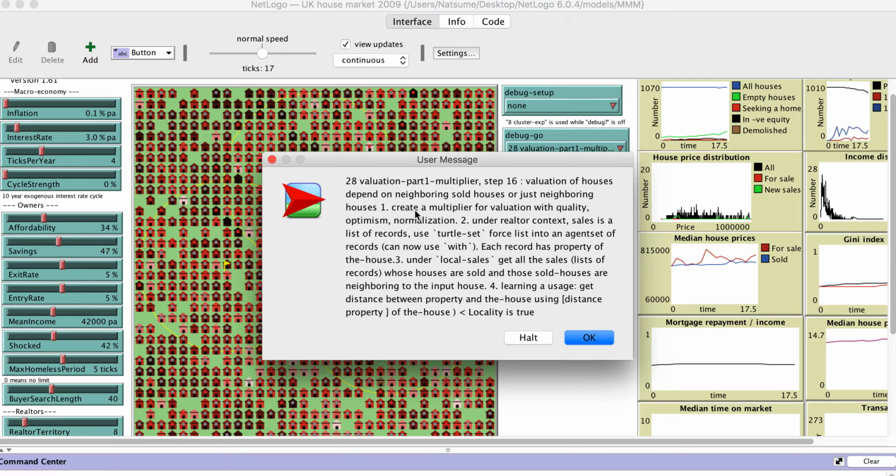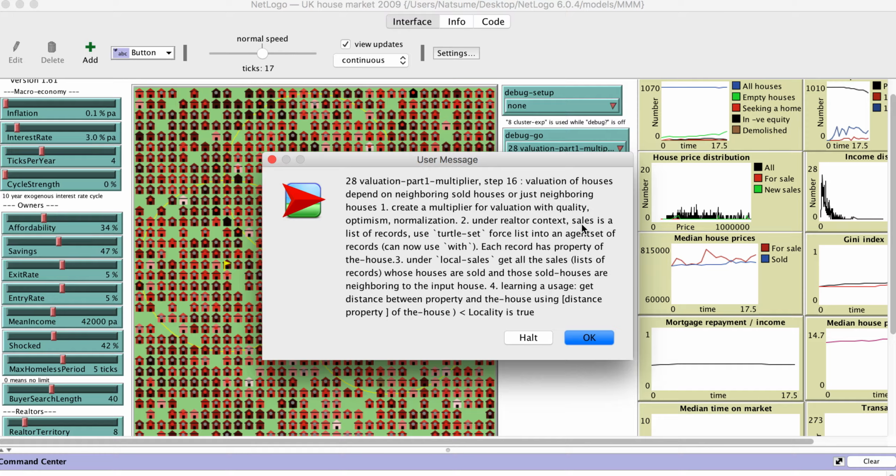The first step we're going to do is to create a multiplier for the valuation price. The multiplier consists of three parts. The first part is the quality of the house, which will affect the valuation, of course. And then the optimism of the buyer and the seller, and the normalization. These three parts will formulate the multiplier. And then we will check with the realtors because it is the realtor's job to evaluate the house.